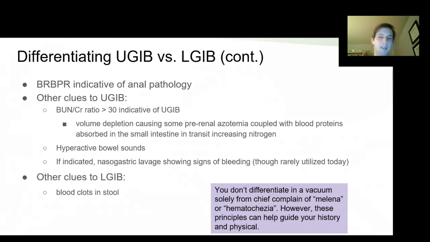Like I mentioned earlier, bright red blood per rectum is mostly significant for anal pathology. And then there's some other signs and symptoms that you can point to upper and lower. And we'll talk more about that when we get to labs and evaluation later on.